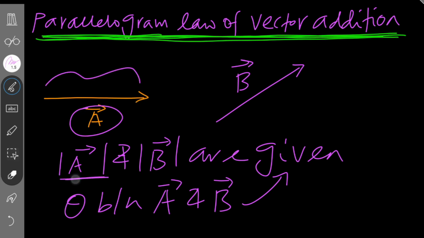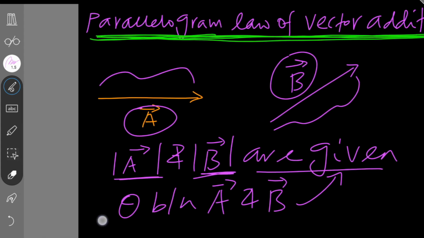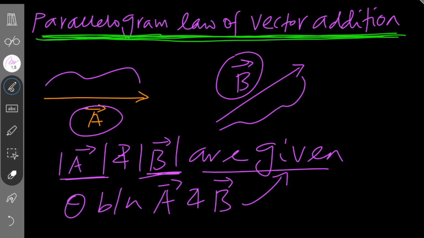The vector B with a known magnitude is given. The magnitude, the length of this vector, is the magnitude of B. And assume theta between vector A and B is given, and attach them tail to tail. Then how to calculate the magnitude of the resultant by using the parallelogram law of vectors addition.